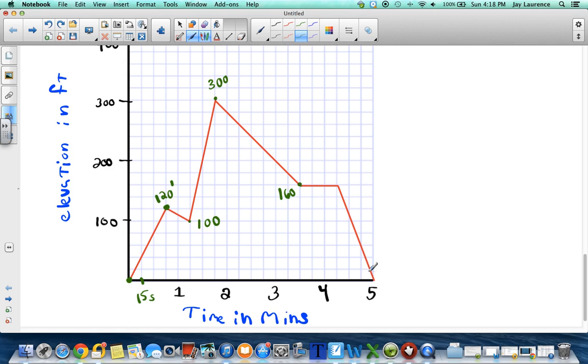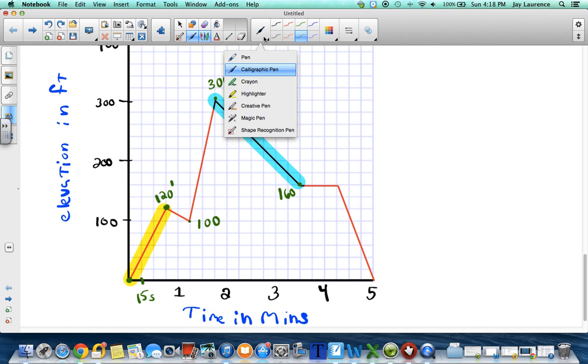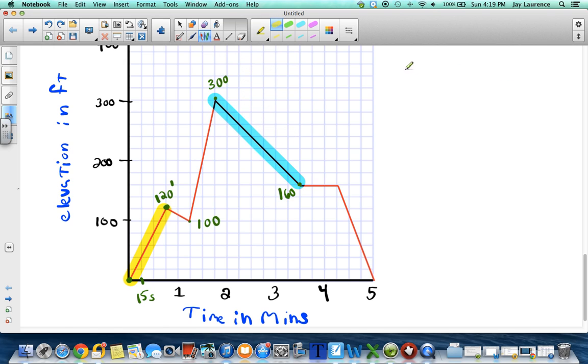tears. Okay, this is linear data, but I want to know if you can find the speed of the helicopter, the upward or downward speed, and we're going to find it of two segments: that segment, and this segment here. Okay, so let's see if we can do it. Let's do the yellow segment first.